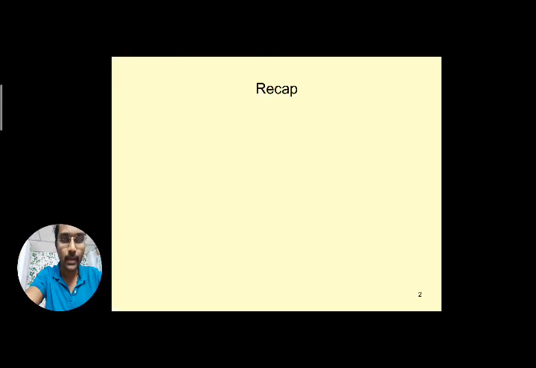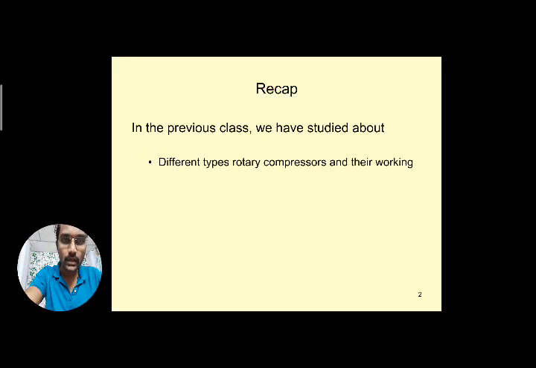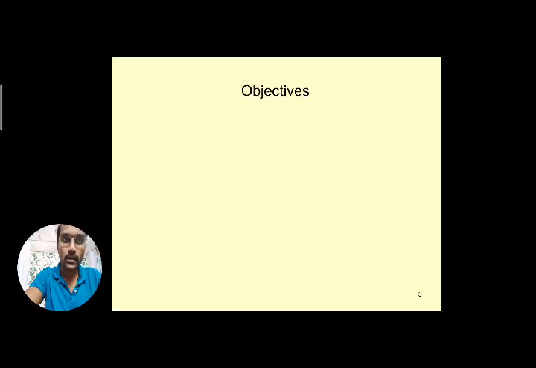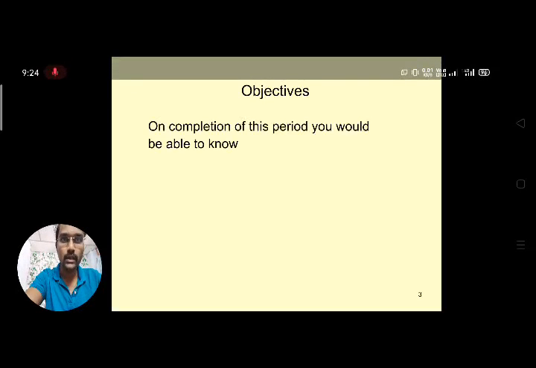Let us recap what you have studied. In the last video class, we saw the types of rotary compressors and their working, like the roller type and vane type compressor, then the screw compressor, and the centrifugal compressor. So today we are able to complete that in this period.